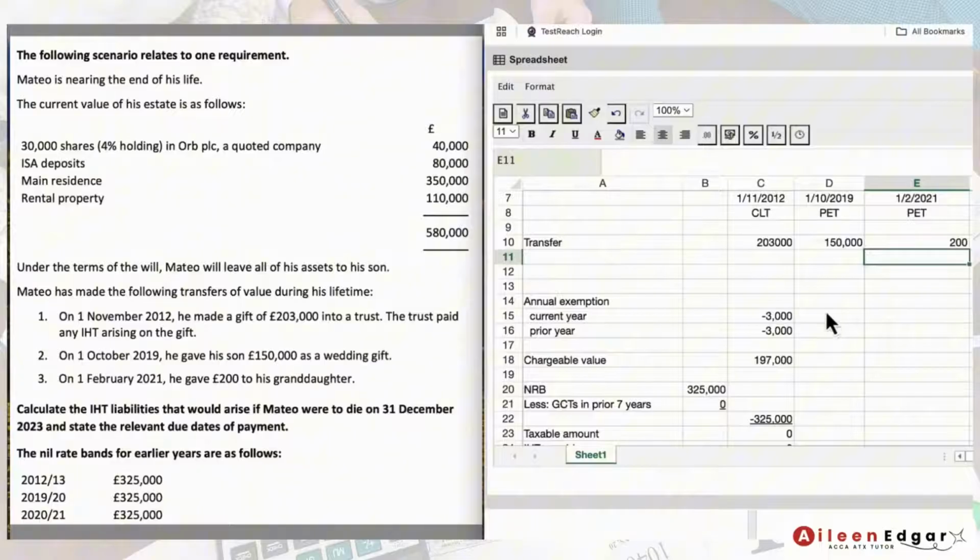Then we move on to the next thing that happens chronologically. On the 1st of October 2019, he gives his son 150,000 as a wedding gift. So we're going to move on to that column now. Let's make this a bit bigger so we can focus on the numbers.